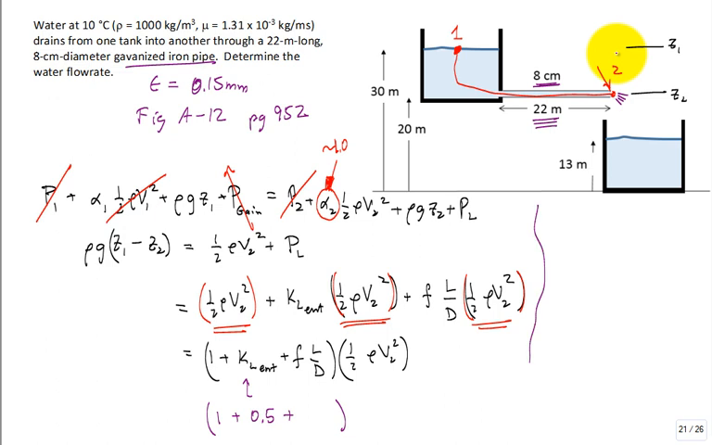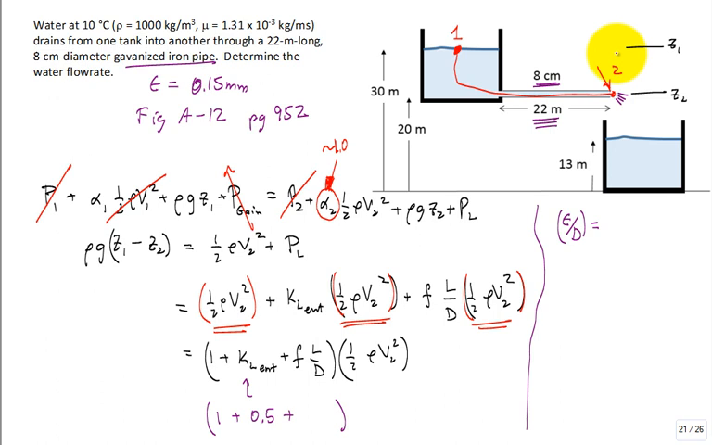Let's try and do it over here. What is the Reynolds number? Well, we don't know the Reynolds number, do we? If I knew the velocity, then I'd be able to know the Reynolds number. So what do you do in these cases? Well, calculate the relative roughness of the pipe.